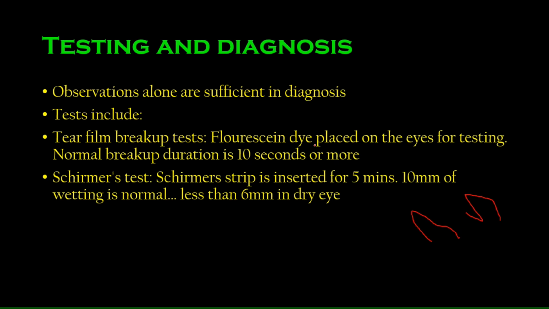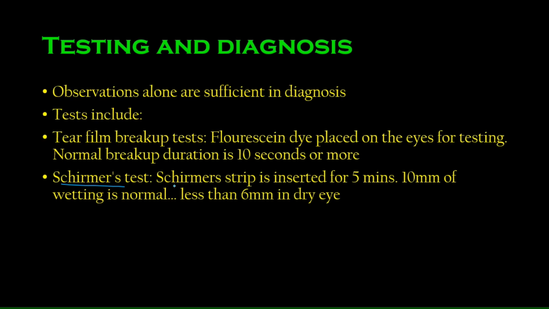And so fluorescein dye is placed in the eyes for testing. Normal breakup duration is 10 seconds or more. If it breaks up before 10 seconds, this guy has got dry eye, and that is a confirmatory test. Another very interesting test is called the Schirmer's test, right?